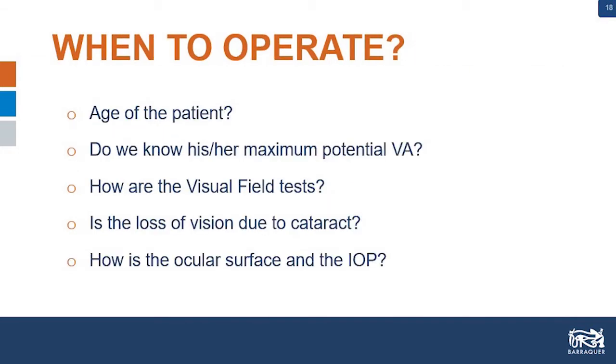So we have to take into account the age of the patient. Do we really know his or her maximum potential visual acuity? Is it worth it to operate the cataract? How is the optic nerve? How are the visual field tests, if there is glaucoma or not? Is there loss of vision due to the cataract or not? And how are the ocular surface and the intraocular pressure?